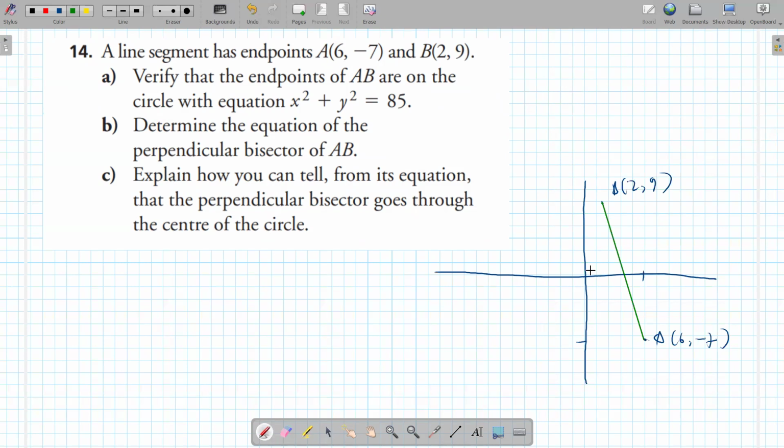Can it be anywhere in the middle, or does it have to be at a specific angle? It has to have an angle of 90 degrees. So we're trying to find the equation of this line. So how do we proceed? First, let's find the midpoint. So what's the midpoint between 2 and 6?